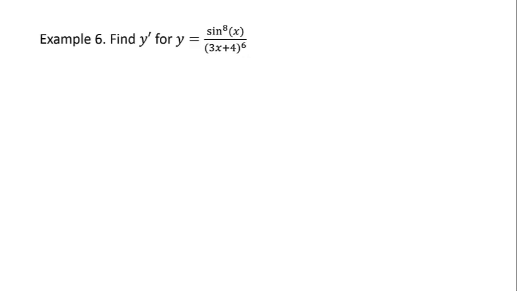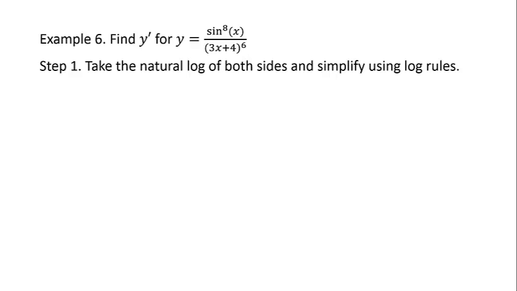Here, we want to find the derivative of sine of x to the 8th divided by 3x plus 4 to the 6th. We could certainly dive in with the quotient rule, but let's use our new method instead. We want to be able to use log rules to simplify, but this function doesn't contain a log. Therefore, we will introduce one. Just remember that whatever we do to one side of an equation, we must do to the other. So our first step is to take the natural log of both sides of our equation and then simplify using log rules.